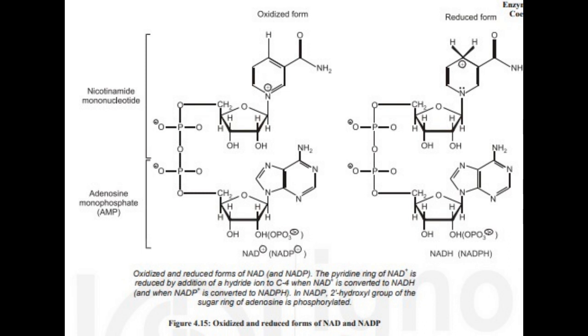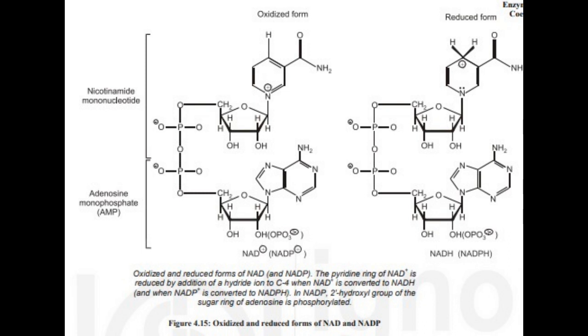The pyridine ring of NAD+ is reduced by addition of a hydride ion to C4 when NAD+ is converted to NADH, and when NADP+ is converted to NADPH. In NADP, the 2-hydroxyl group of the sugar ring of adenosine is phosphorylated. Figure 4.15, oxidized and reduced forms of NAD and NADP. Both NAD+ and NADP+ act as hydrogen acceptors during oxidation-reduction reactions in the body.